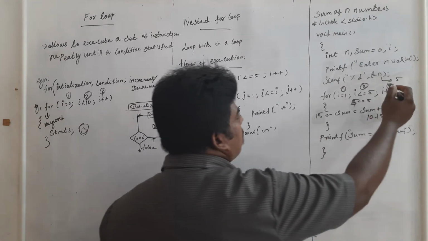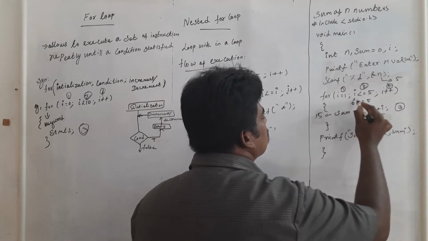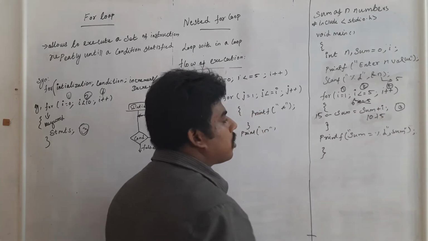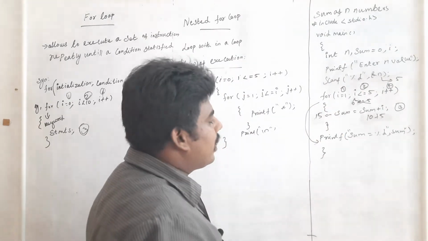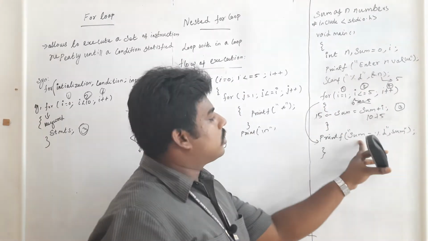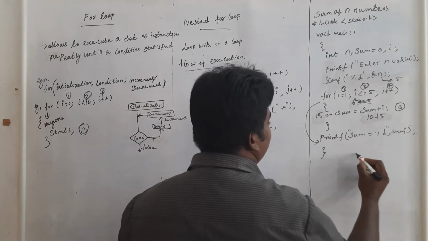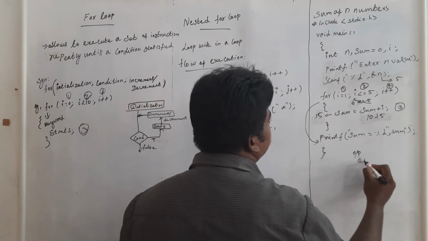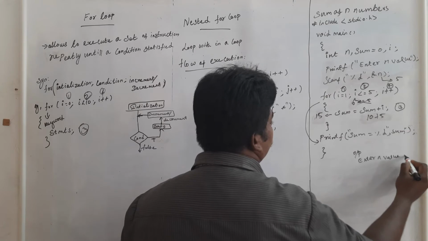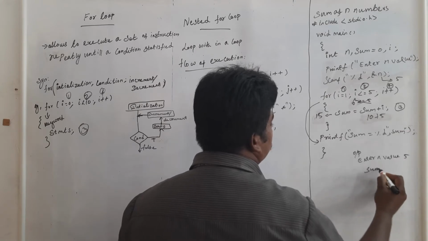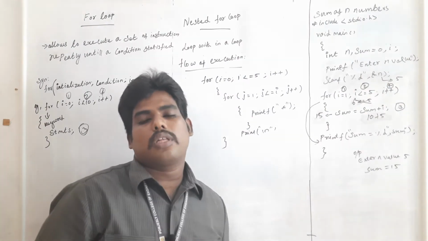Again increment. Now what will happen? i is 6. 6 less than or equal to 5, the condition is false. Once the condition is false, it will come out of the loop. Here I am printing the sum value: sum equal to %d, sum. So you will get the output. Enter n value. I am giving 5. So you will get the output: sum equal to 15. So this is the way you have to use the for loop.